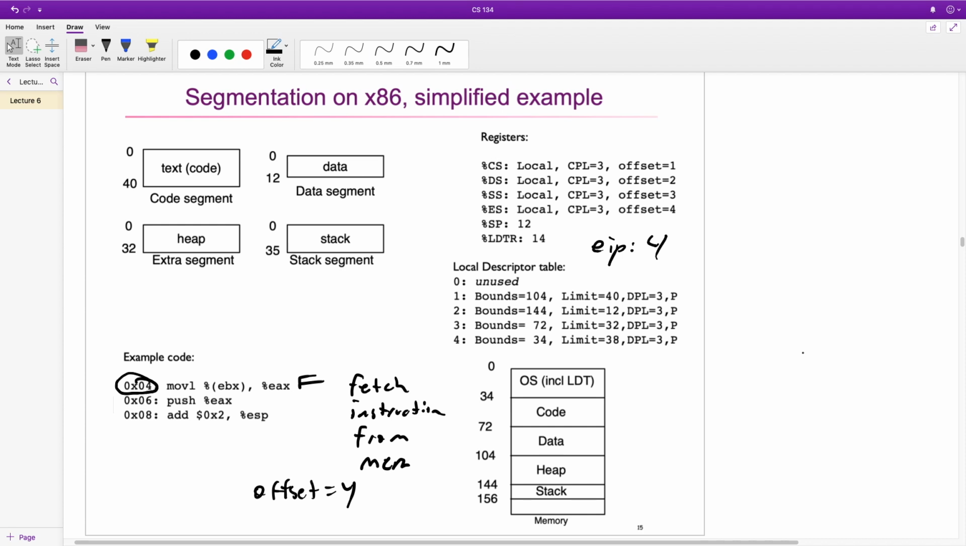So we go get the instruction at 4. So it goes out to memory. It wants to go out to memory. We know it's at 4, but it's at 4 within what segment? Code segment. How does the processor know that it should be using the code segment for this memory access rather than some other segment? Pascal.